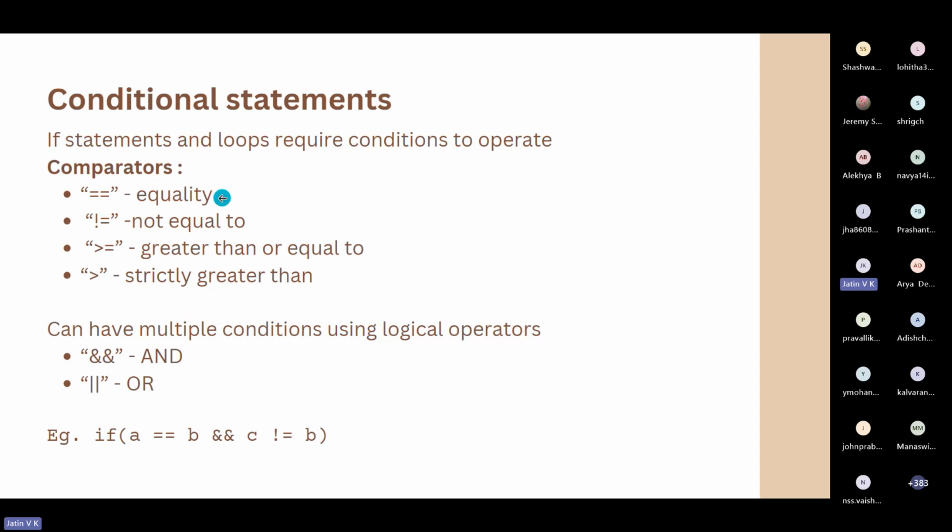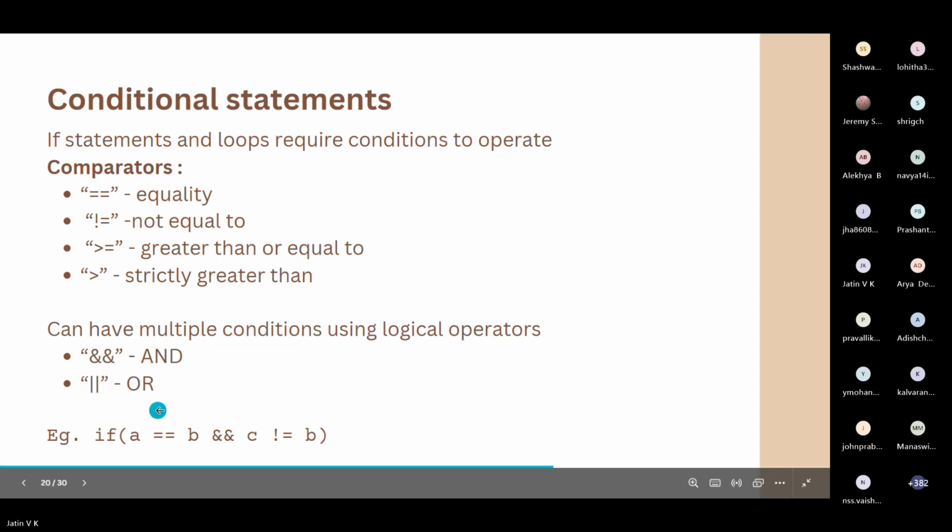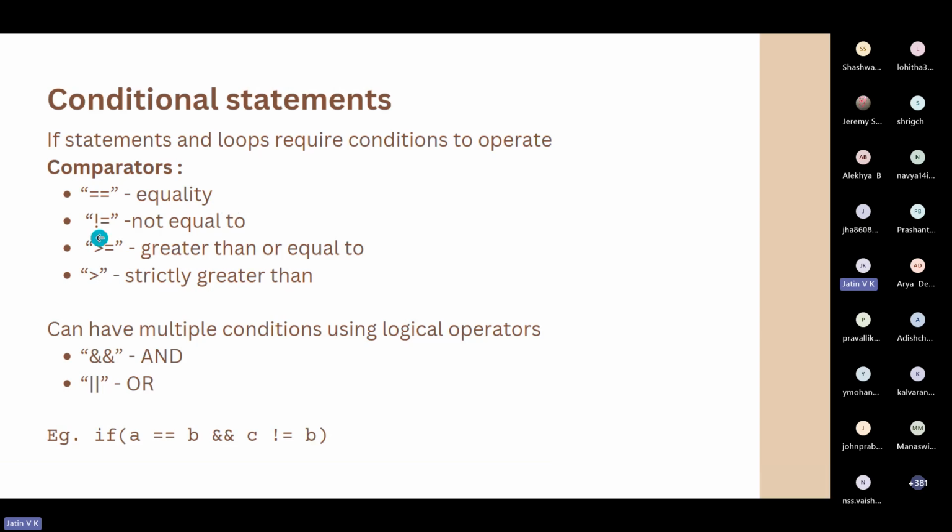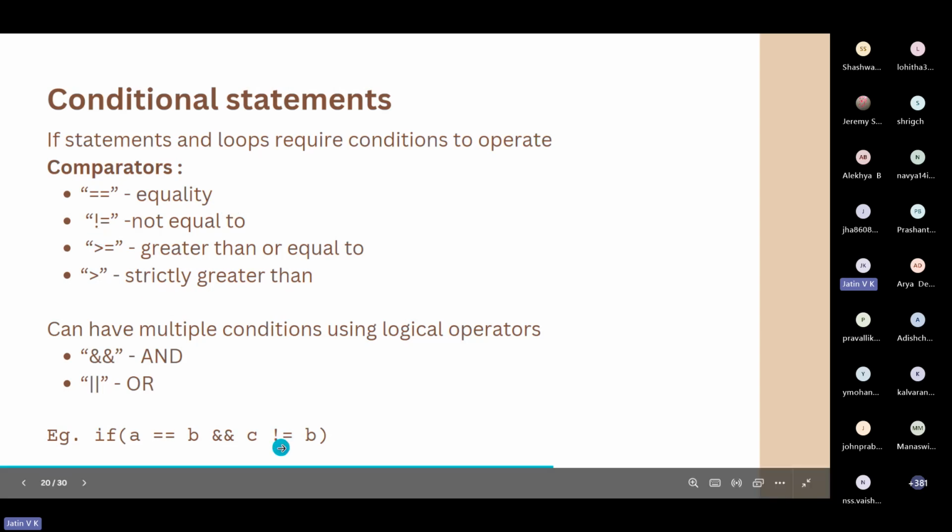What a comparator does is, in this case, there are two variables which will be compared. In this example, you can see here, a equal to b is checking if a is equal to b. So this is called an equality comparator. Similarly, not equal to, as in this case, is checking if c is not equal to b. When it is not equal to b, it returns true. When it is equal to b, it will return false. Similarly, if a is equal to b, this will return true. If it is not equal to b, it will return false.